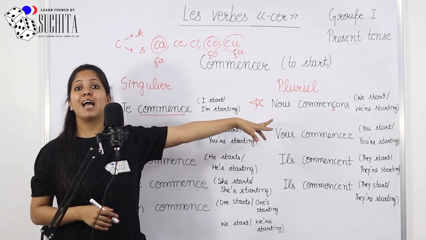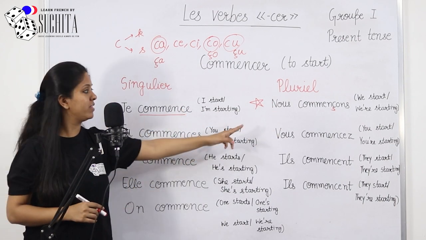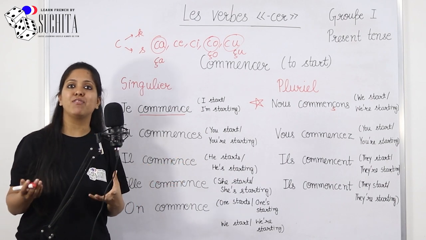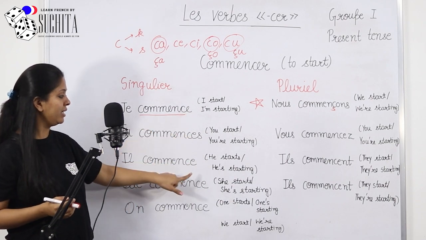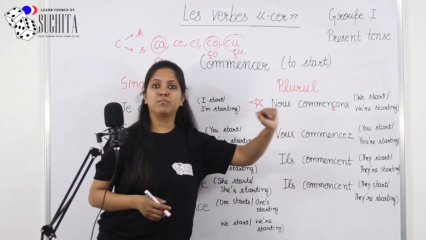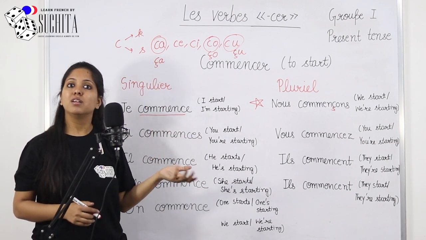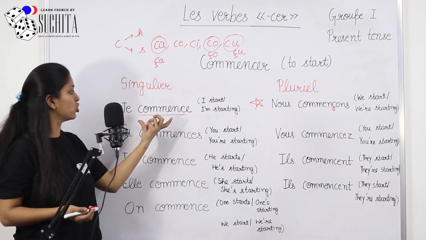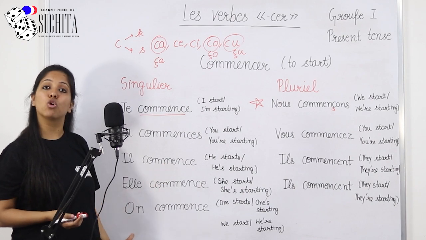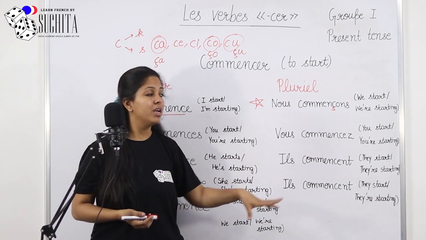Now, why did I apply the accent only in the case of nous? See, in all other cases, after C you already have an E. So E, E, E, E, E. Here also you have E, E, E. So if after C you have E, then the sound is already S. That means you do not need to apply the accent. Je commence, tu commences, il, elle, on commence, vous commencez, ils commencent et elles commencent.